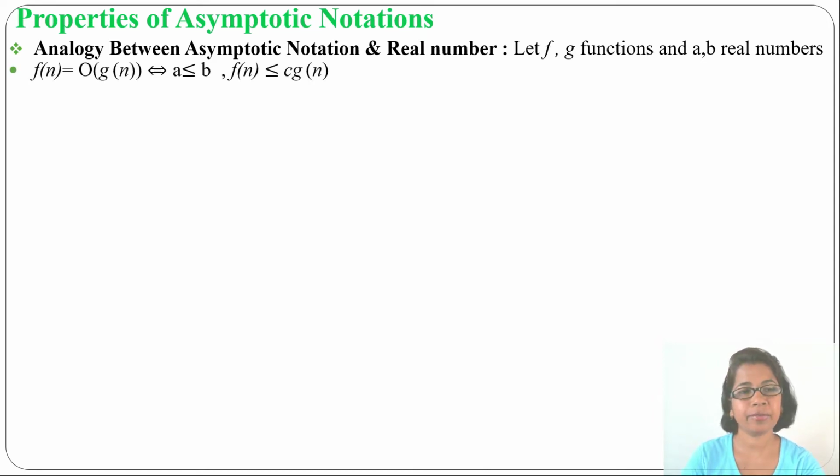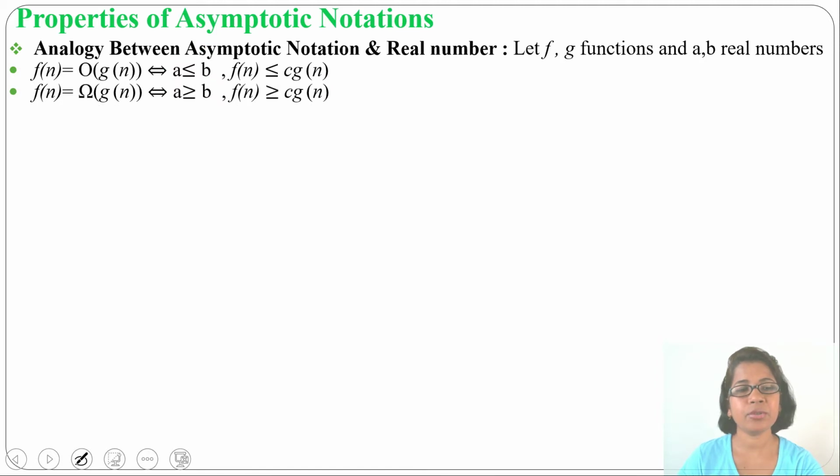If we compare f(n) with real number a, and g(n) with real number b, then we can write it as a less than or equal to b. Or simply, we can write f(n) less than or equal to C g(n). Next, if f(n) equals big omega of g(n), then we can write a greater than or equal to b, or f(n) greater than or equal to C g(n).